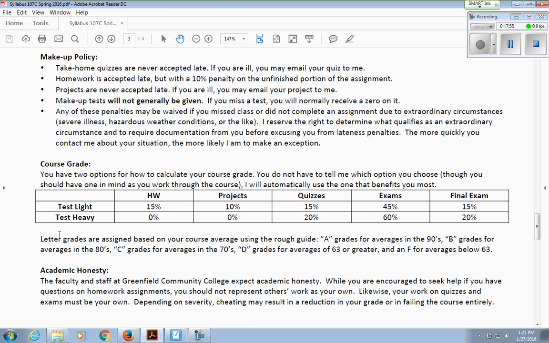In general, makeup tests aren't given. If you miss a test, you'll normally receive a 0 on it. Of course, we can work something out if you were really sick or there was some kind of hazardous weather condition or whatever. But you need to contact me as soon as possible. Let me know what's going on. And I reserve the right to ask you for some kind of documentation of that extraordinary circumstance.